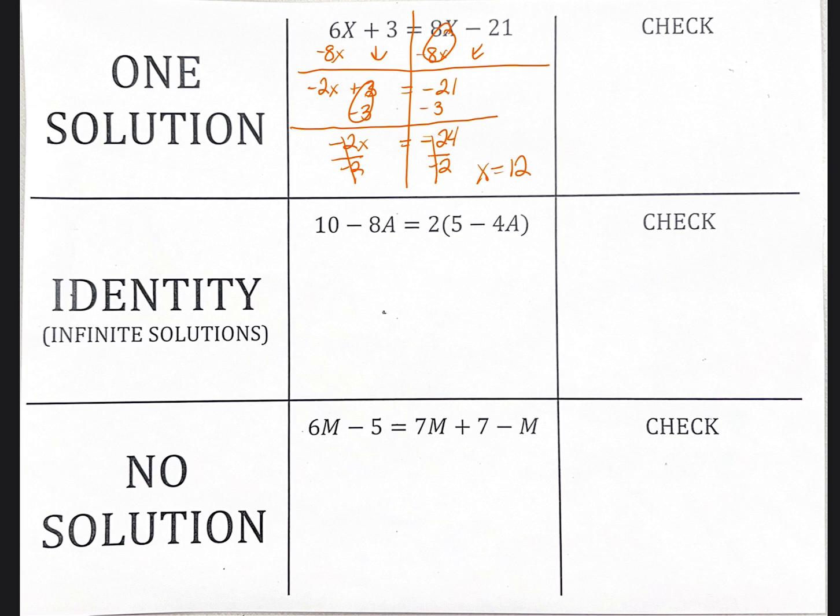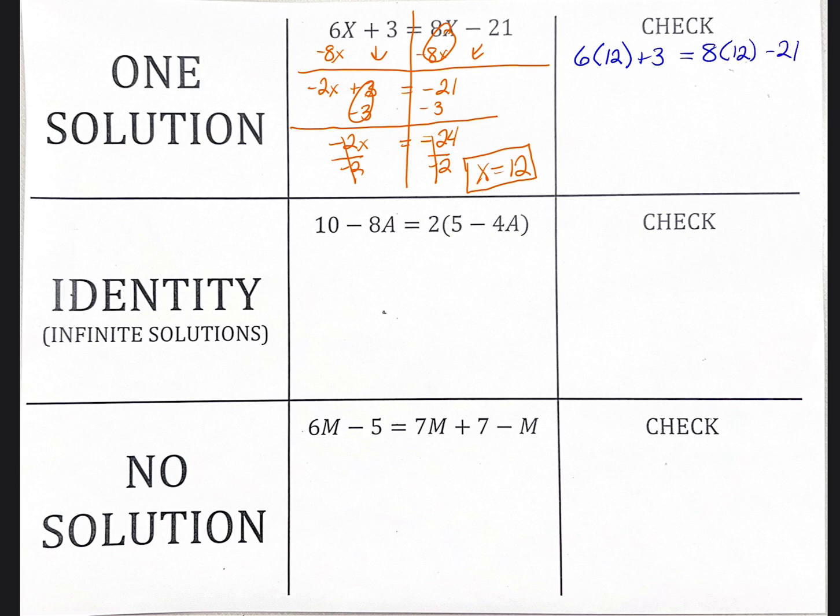This is called a one solution because you're going to get one answer. X equals a specific number. Now we are going to come over here and we are going to check our work. And by checking our work, we're just going to plug that 12 back into the equation. So 6 times 12 plus 3 should equal 8 times 12 minus 21.